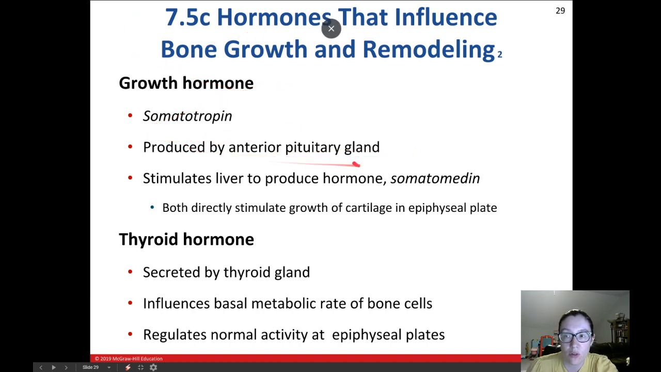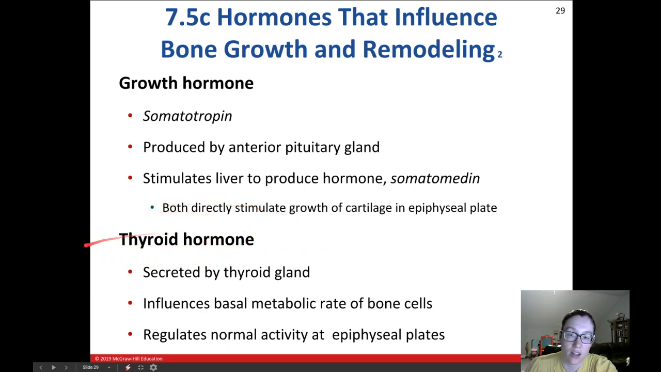It's produced by the anterior pituitary gland, which is a gland that sits at the base of your brain. It stimulates the liver to produce a hormone called insulin-like growth factor, or somatomedin. And then they work together to stimulate the growth of cartilage in the epiphyseal plate. Remember, we said that those zones in 2 and 3, the zones of proliferating cartilage and the zones of hypertrophic cartilage, that's where the growth happens, right? So the cartilage grows, and then eventually it ossifies. And so growth hormone is going to help increase the mitosis in those chondrocytes in the cartilage of the epiphyseal plates. So they're going to be growing longer.